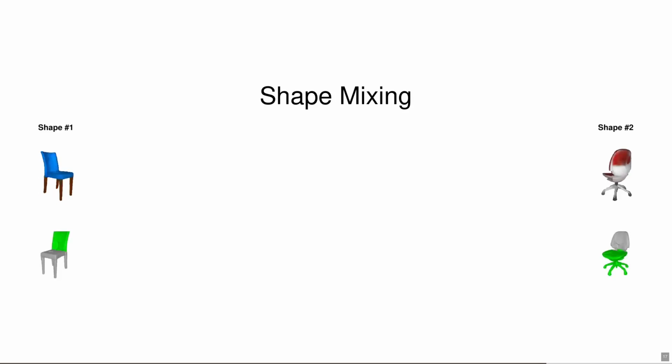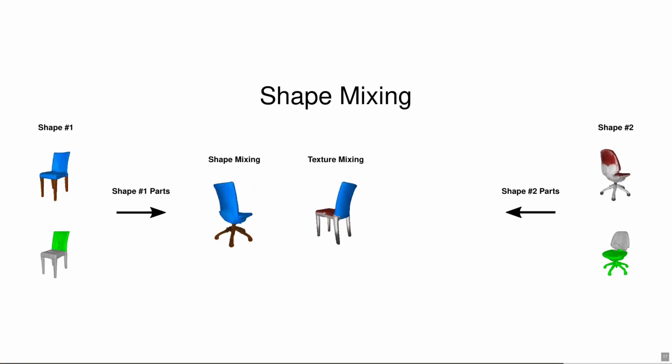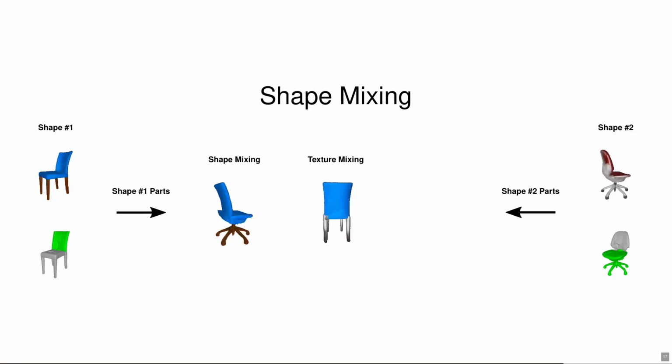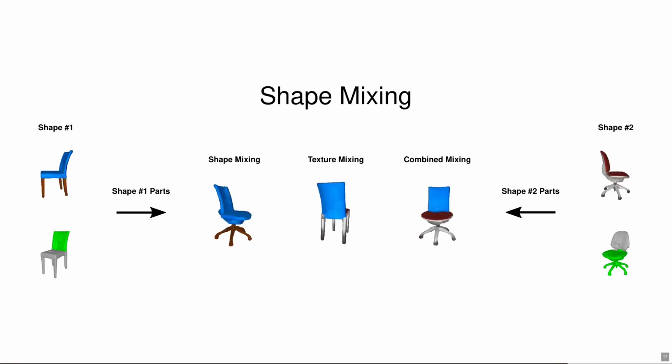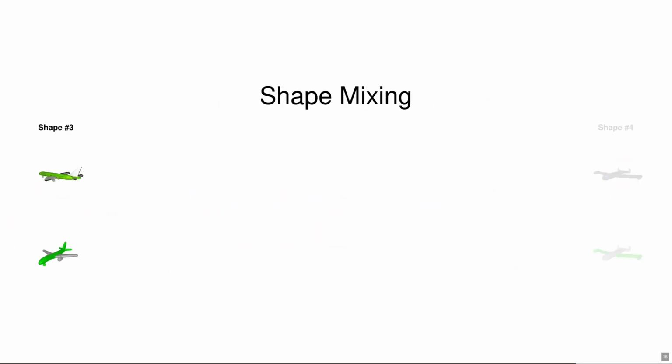The part decomposition of our method enables shape mixing of two or more objects. Here, we showcase shape mixing on ShapeNet categories. We select parts from the first shape and parts from the second shape, highlighted in green. We perform shape mixing, where we only mix the per part shape codes and keep the per part texture codes of the first object. Then, we perform texture mixing, keeping the per part shape codes of the first object and only mixing the per part texture codes. Finally, we showcase mixing of both per part shape and texture latent codes. We also present shape mixing examples on the airplanes category.